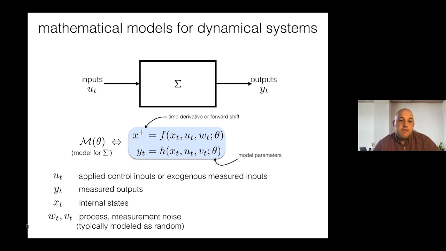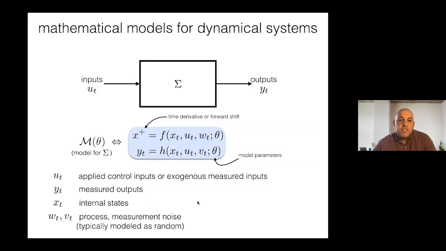And then we have W_t and V_t. These are process and measurement noise that describe uncertainty or randomness in how the system behaves or how our sensors measure stuff about the state. So the mathematical model is described by these two equations in this block here.